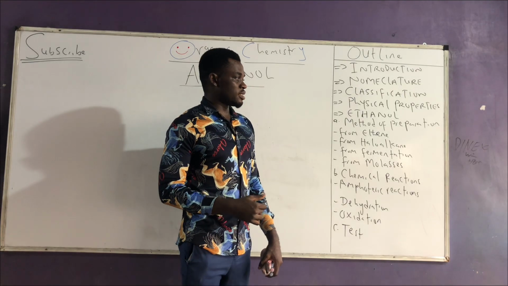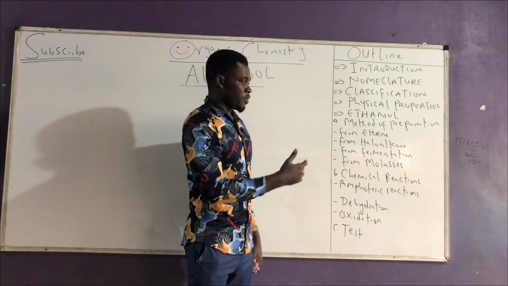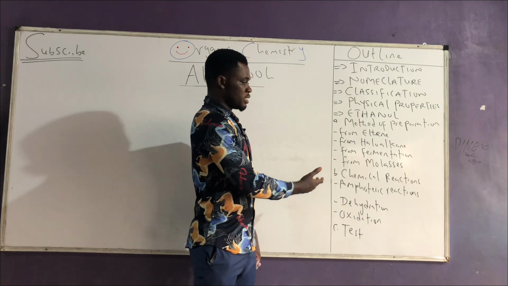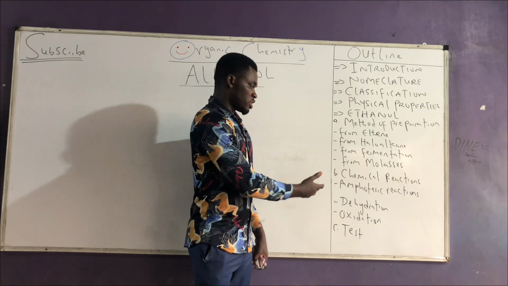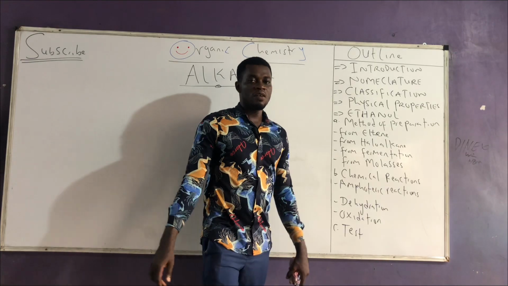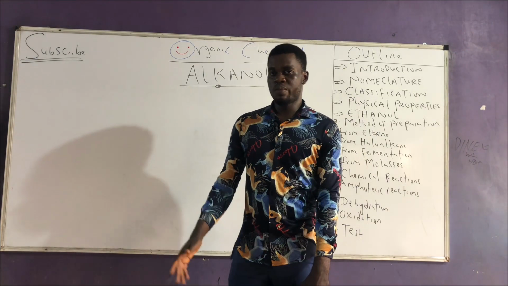We'll use ethanol as an example, and we'll talk about the method of preparation of ethanol. Once we're done with method of preparation, we'll talk about the chemical reactions of ethanol, such as your amphoteric reactions, dehydration, and finally we'll talk about the test for alkanols. So just stick with me till the end of this class.